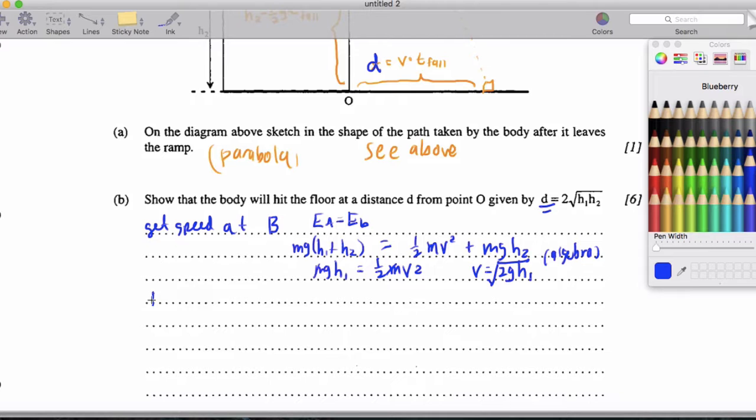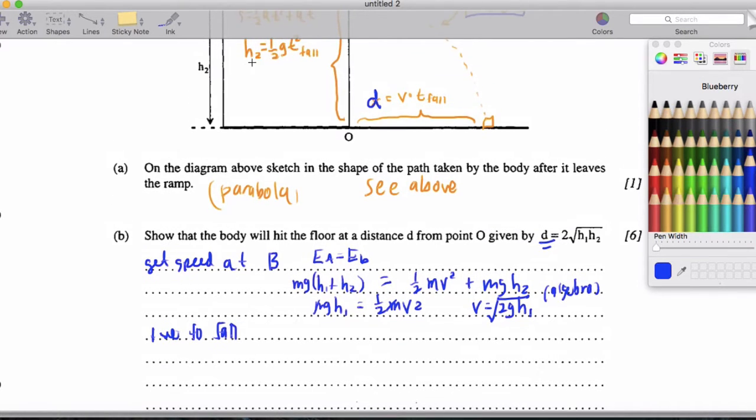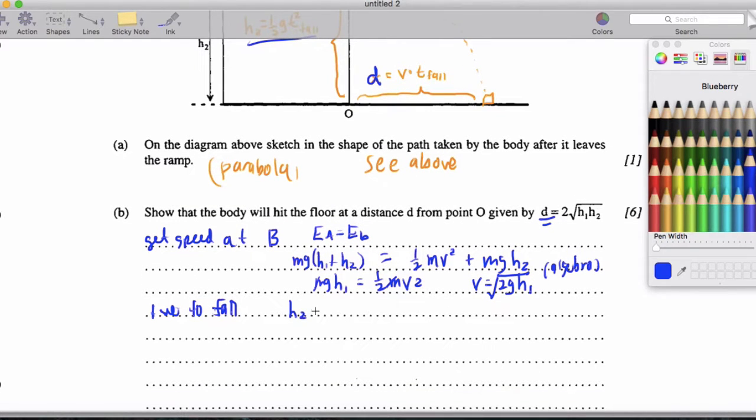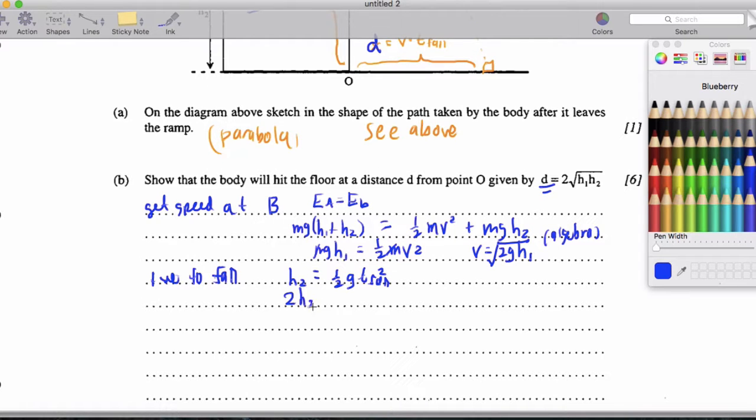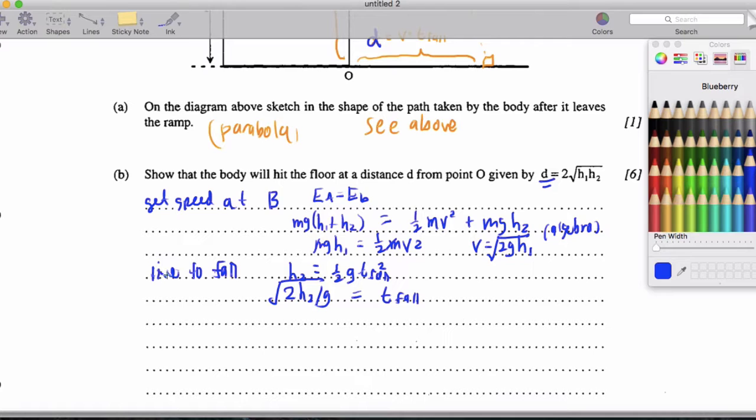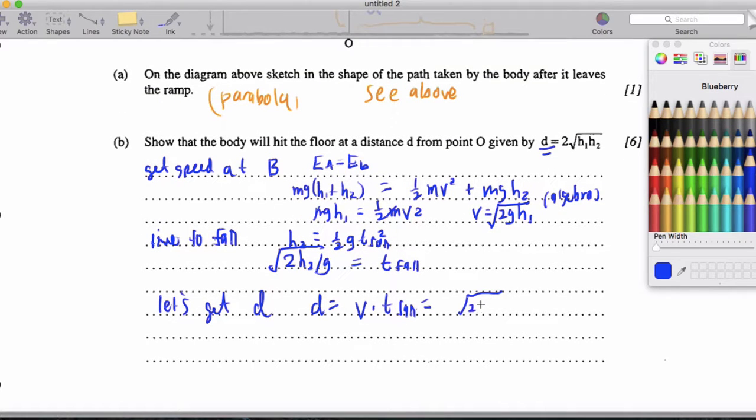Now let's get the time to fall. I'm going to use that formula that I wrote down here. h2 equals 1/2 g t fall squared. So I'm going to get the square root of 2h2 over g as the time to fall. Finally, let's get the distance. So d equals v times t fall, and I substitute, and I'm going to get the square root of 2gh1 times the square root of 2h2 over g, and we're going to get some cancellation. The g's will cancel. Square root of 2 times square root of 2 is 2, and when I solve, I'm going to actually end up getting 2 times the square root of h1 times h2.